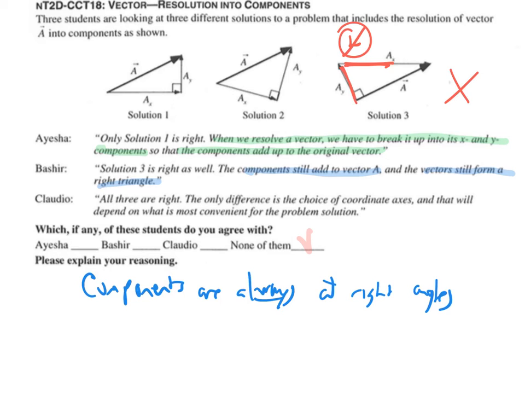But none of the students are right because it turns out that this is also okay. Even though the components are not horizontal or vertical, they are still at right angles, as marked explicitly. So vector resolution 1 or resolution 2 are both correct resolutions of A.